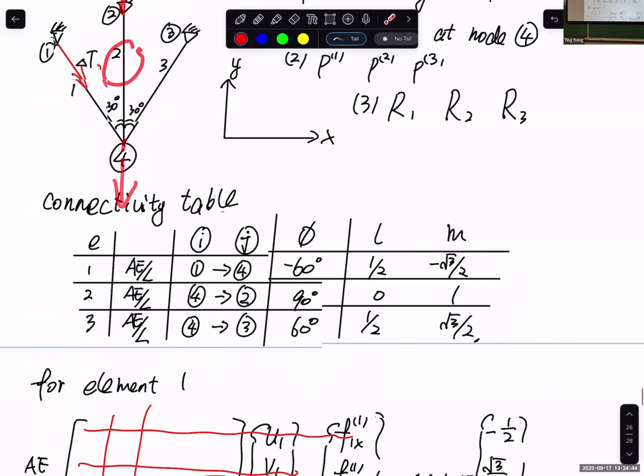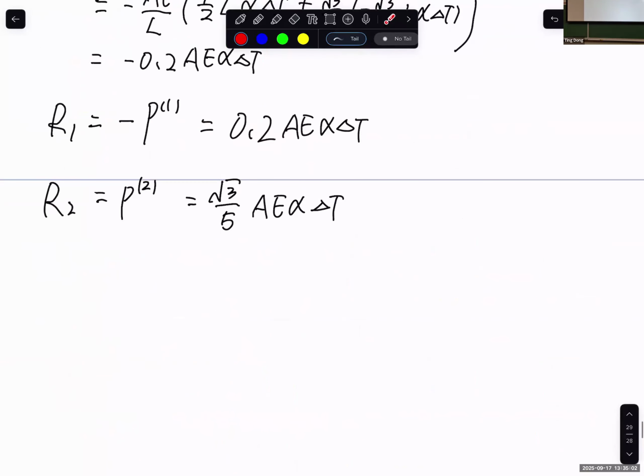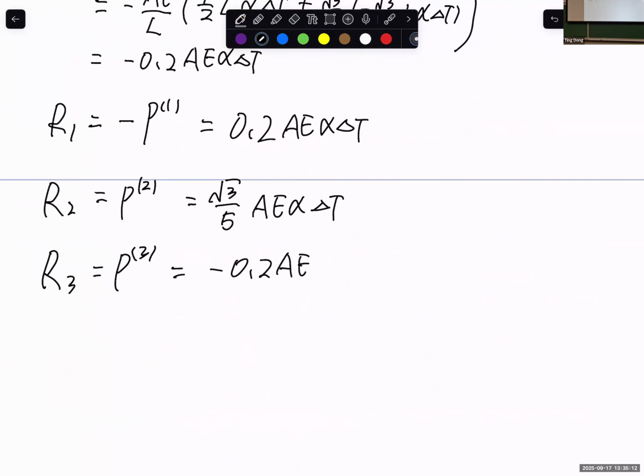And similarly for element 3, we define it from node 4 to node 3. Again, the second node is node 3, so the reaction force, or nodal force, at the second node should always have the same sign and same magnitude as the element force. Again, we can write directly R3 equal to P3, which should be equal to negative 0.2 AE alpha delta T. And we're done. And in the exam, you can use this method.